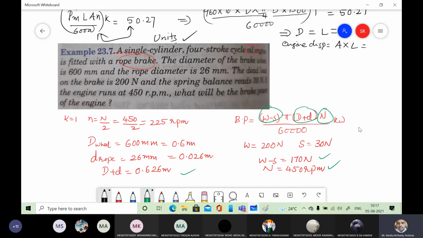If you understand the procedure, I can move to the next problem so that we can solve more problems. If we keep substituting, it will be a waste of time. If you understand the procedure, it will be okay. 2.5 kilowatt. Very good, correct answer. We'll go to the next problem.